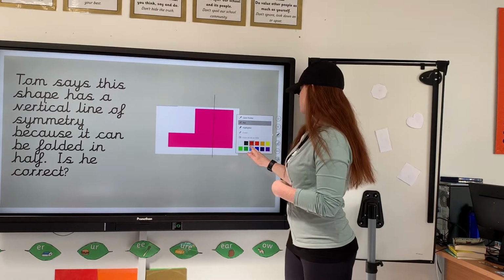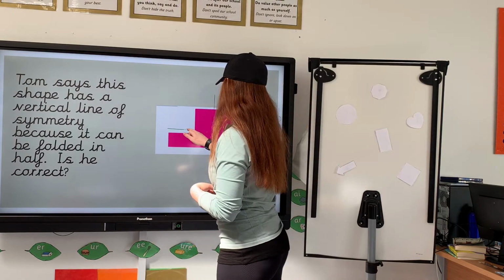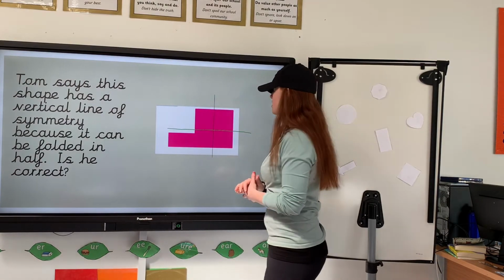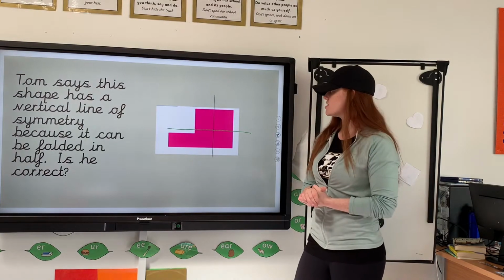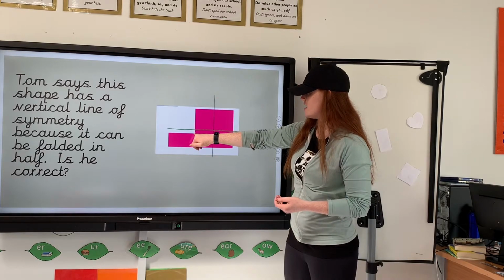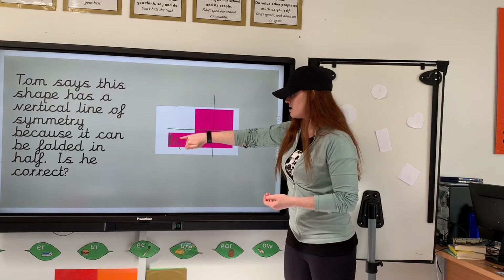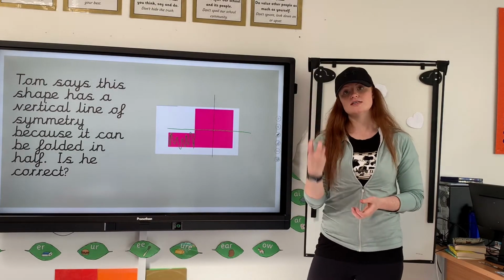We could try it with horizontal just to check. Again, I'd go halfway across, which is around about there. And again, you can see it does not have horizontal symmetry either, because if I folded that up to there, you can see this bit here isn't on that side, and therefore it's not got symmetry.